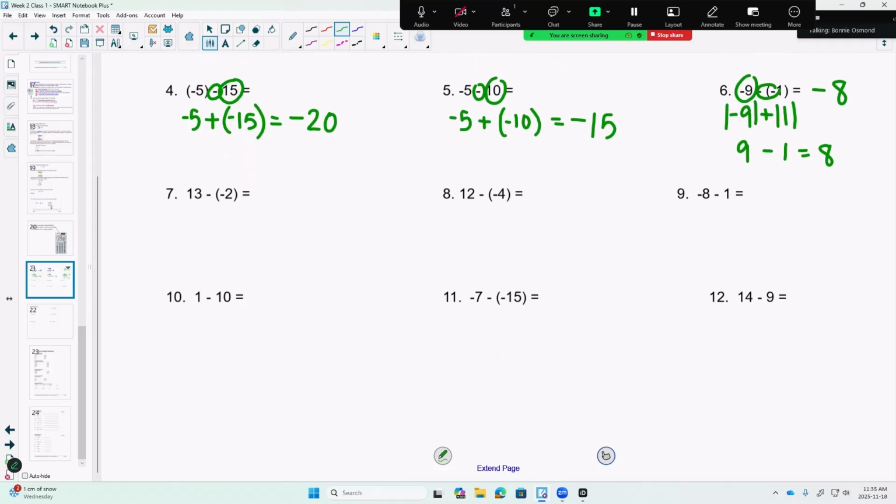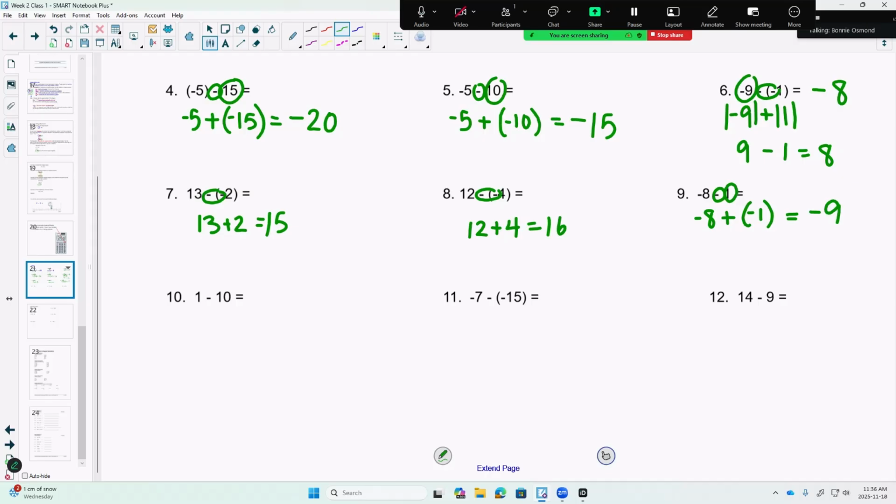Number 7. 13 take away negative 2, so I can just change that to 13 plus 2. 13 plus 2 is 15. Number 8. 12 take away negative 4, again, minus negative, so that's 12 plus 4, which is 16. Number 9, negative 8 minus 1. So my negative 8 is going to stay as negative 8. I'm going to change my minus to plus, change my positive 1 to a negative 1. Now I have two negatives. So negative plus a negative is a negative. 8 plus 1 is 9.